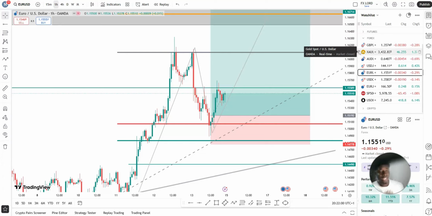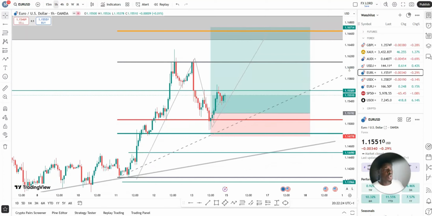If you are yet to understand how this tool works, I'm going to make a dedicated video to show you guys how it really works. In a few videos we're going to be having, I'm going to give you a dedicated video on how to use the Fibonacci retracement tool.